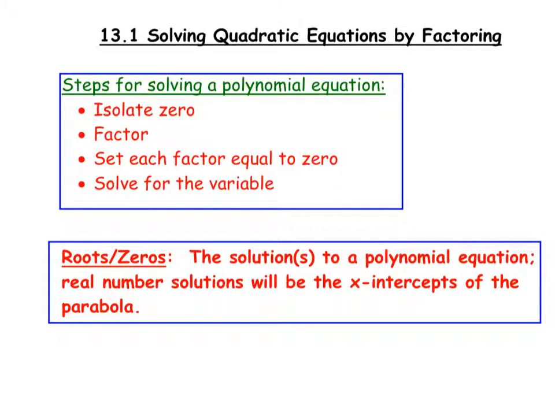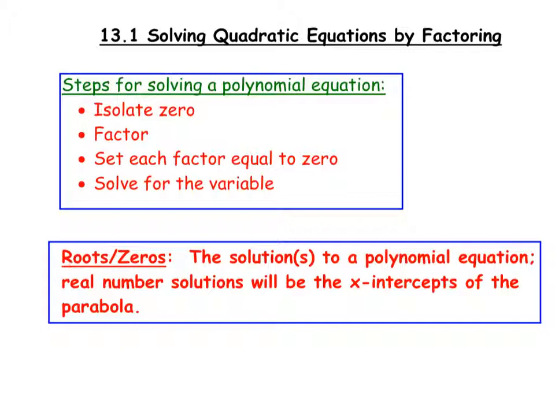So this is 13.1. The steps for solving a polynomial equation or a quadratic by factoring. First, we're going to isolate the zero. We're going to factor, and then we're going to set each factor equal to 0 and solve for the variable.